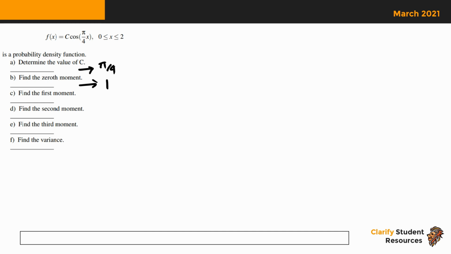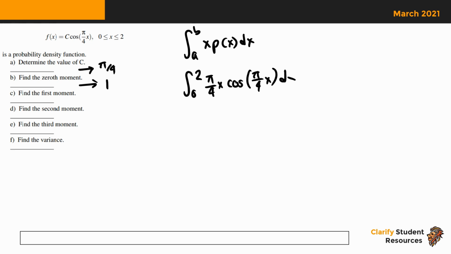All right, so for part C, they want us to find the first moment. And just a quick refresher, the first moment is from a to b, x p of x dx. So this is just the mean, right, or the x bar. So in this case, this is going to be the integral from 0 to 2 of pi over 4, x cosine pi over 4 x dx. So for this kind of question, what I would do first is factor out the pi over 4, and then I would use integration by parts. Again, using the DI method, because that's what's going to save time.